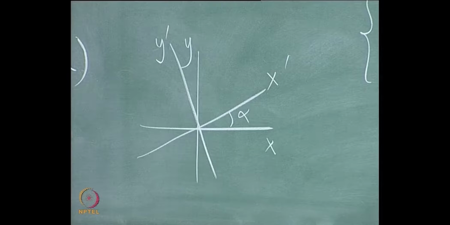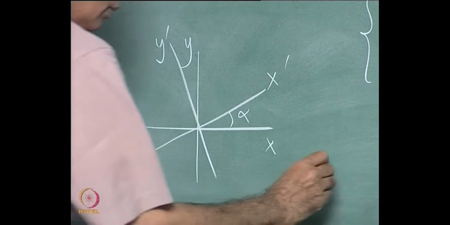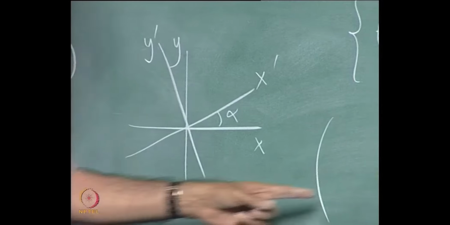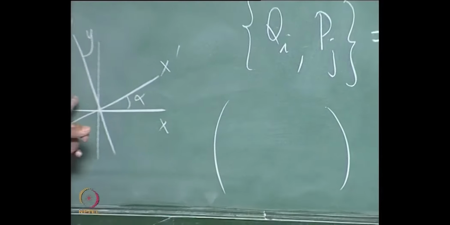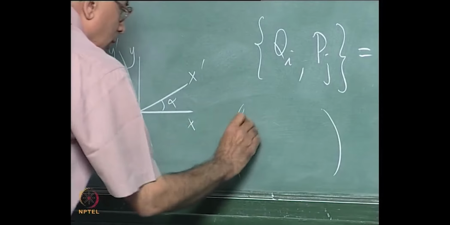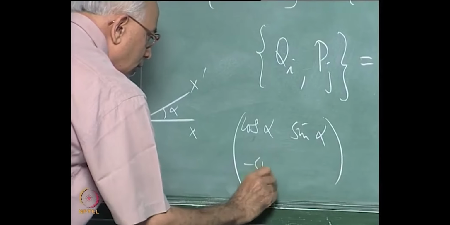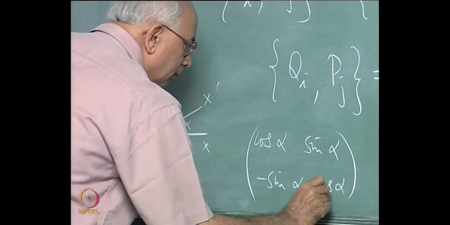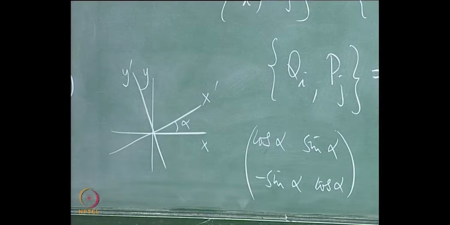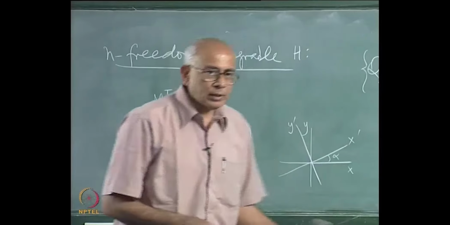about the origin is represented by a 2 by 2 orthogonal matrix whose structure is what? What is the matrix representing this rotation? Absolutely, it is just cos alpha, sin alpha, minus sin alpha, cos alpha, and so on in 3 dimensions. You can generalize this to higher dimensions. So orthogonal matrices with unit determinant, with determinant plus 1, represent physical rotations.